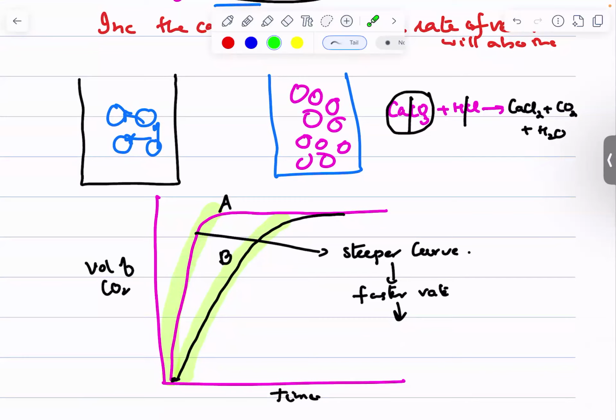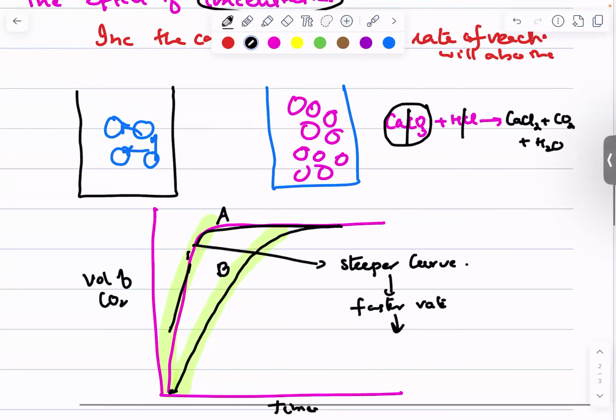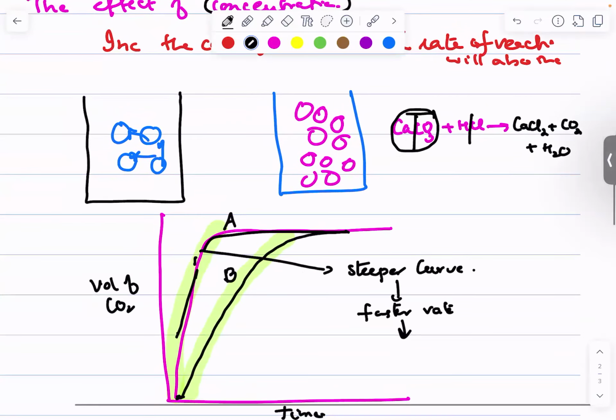All right. So you will notice the gradient. If I draw a gradient, don't you think that the gradient of curve A is always greater than the gradient of curve B? Yes, well done. And curve A levels off before curve B. That means both of these factors indicate that the rate of the reaction is greater for the higher concentration of the acid. Because calcium carbonate is fixed, I'm keeping it fixed.